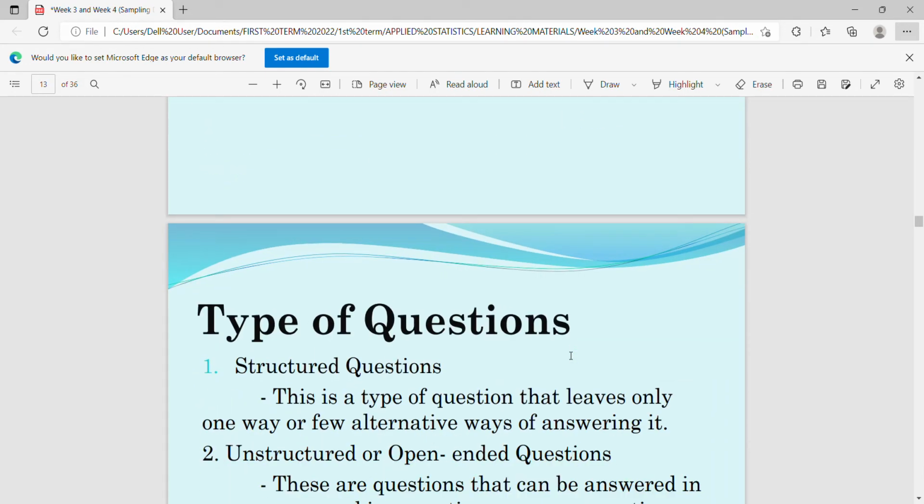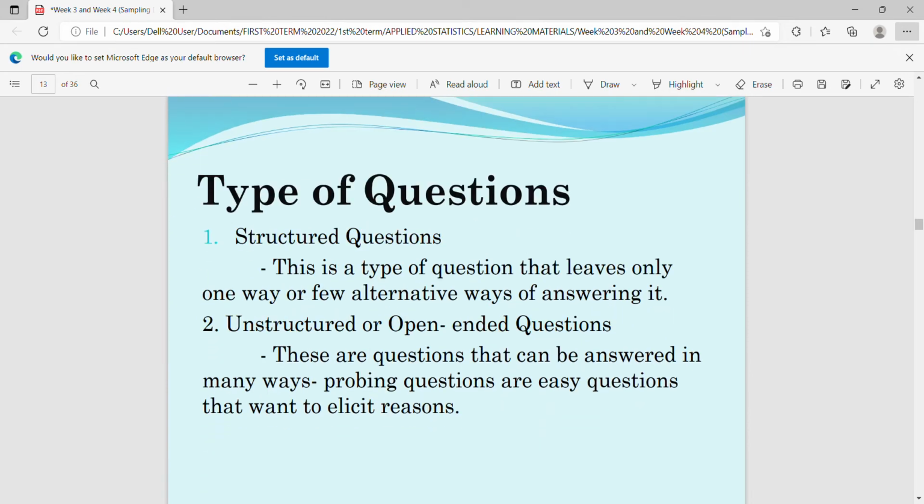There are types of questions. We have the structured questions. This is a type of question that leaves only one way or a few alternative ways of answering it. Another one is the unstructured or open-ended questions. These are questions that can be answered in many ways. Probing questions are easy questions that want to elicit reasons.